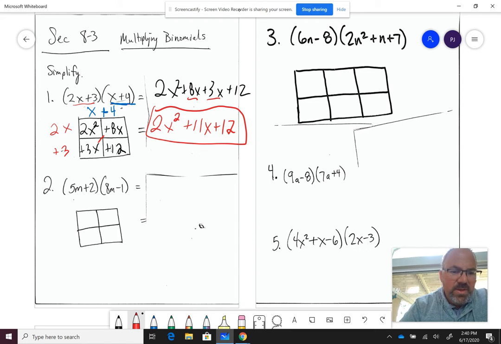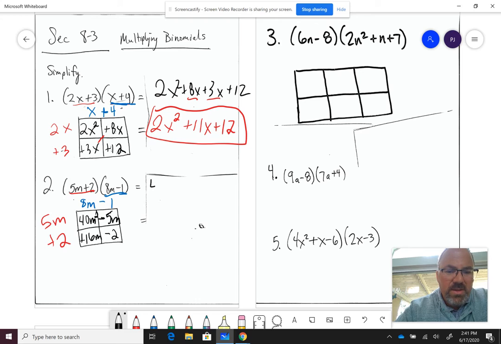Next one, let's go with 5m plus 2. Does it matter that the 5m went to the left, or could I put it on the top? It doesn't matter. You can do it either way. Times 8m minus 1. Okay, multiply those together. So 5m times 8m, it goes in this box, is a positive 40m squared. 5m times negative 1 is negative 5m. 2 times 8m is positive 16m. 2 times a negative 1 is a negative 2.